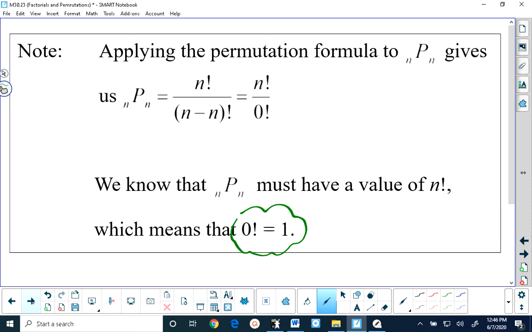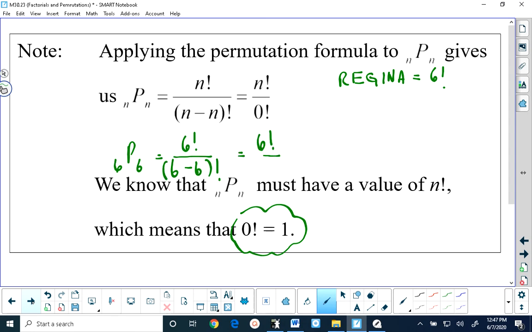The reason for that is if I go back to arranging all of the letters from the word, say, Regina, we know the answer has to be 6 factorial with the fundamental counting principle. But according to the formula, it would be 6P6, which would be 6 factorial over (6 minus 6) factorial, which would give us 6 factorial over 0 factorial. The only way that 6 factorial, which we know is the answer, can be equal to that is if the denominator of that expression, 0 factorial, is 1. So if you ever run into 0 factorial, it's equal to 1.